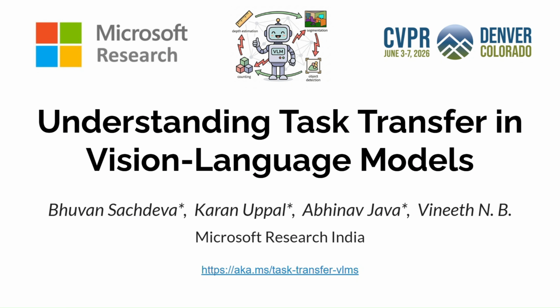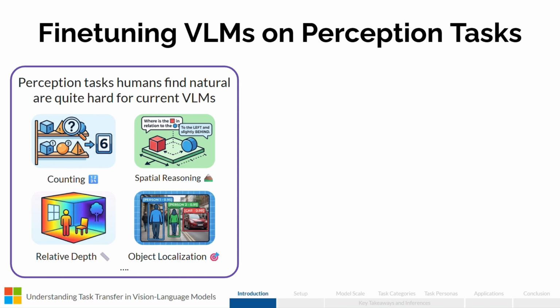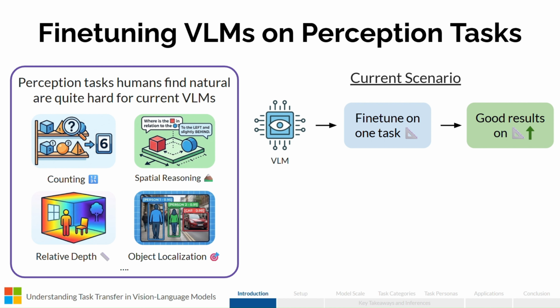Hello everyone. Today I'm going to talk about a paper on understanding task transfer in vision language models. Current VLMs have achieved great performance on a wide variety of tasks. However, they still fall short compared to human performance on perception tasks like counting, spatial reasoning, and relative depth.